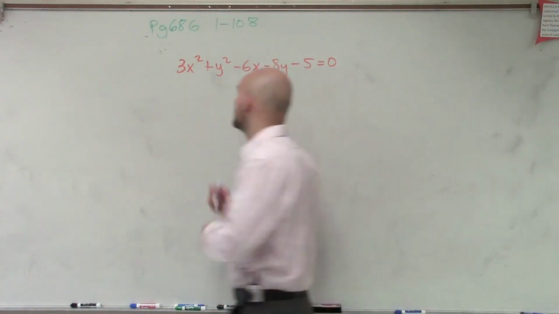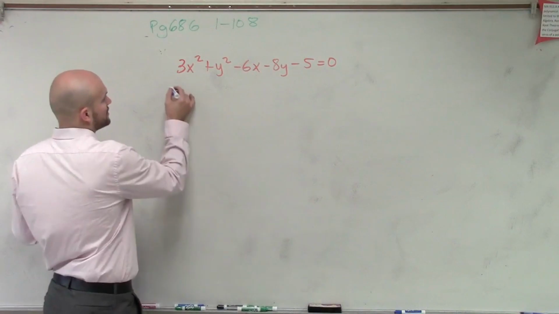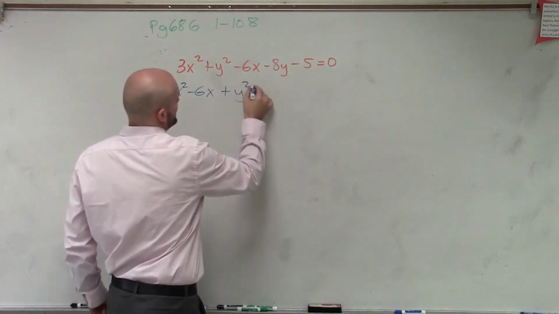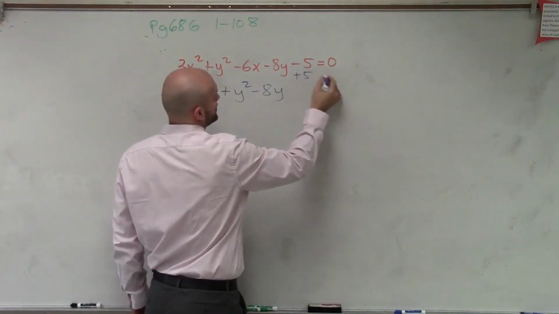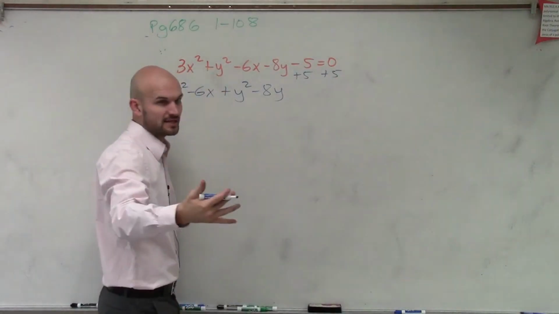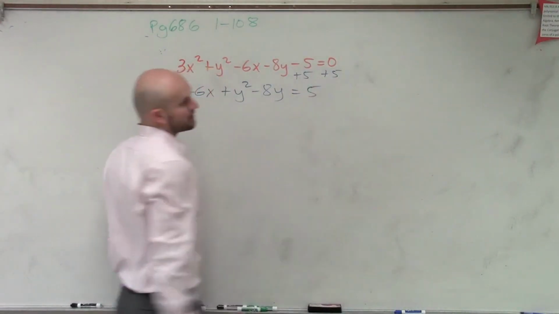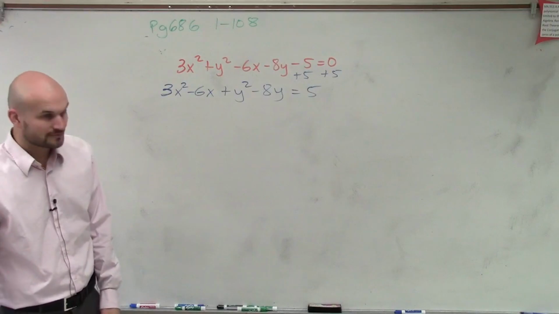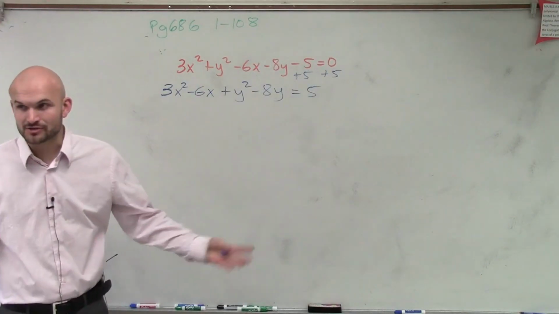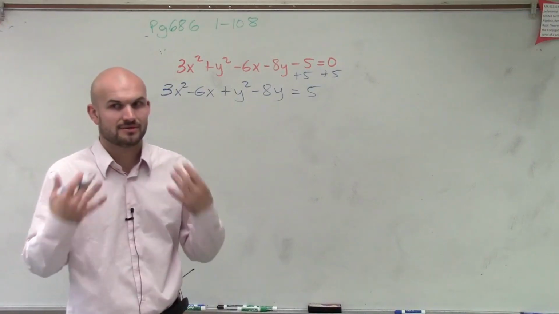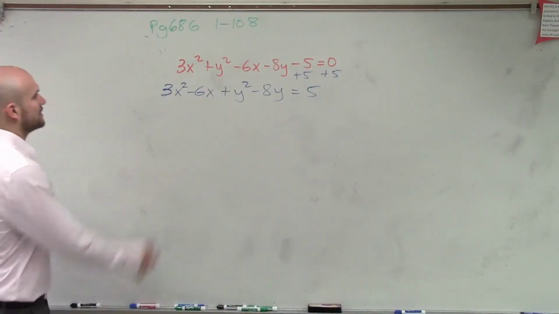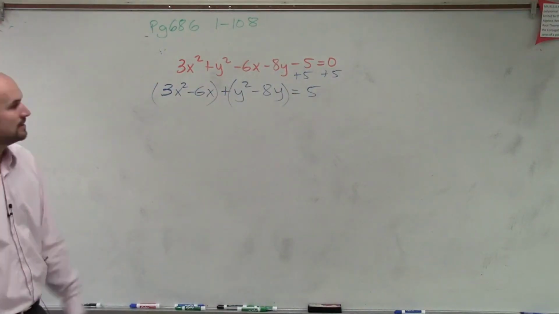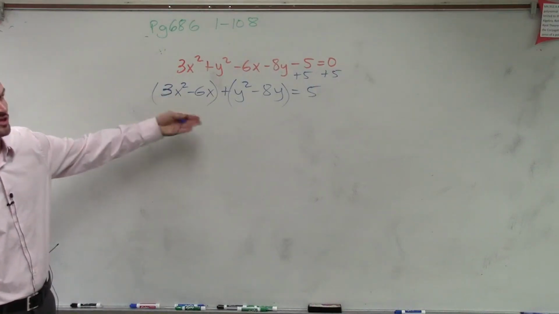The first thing I'm going to do is rewrite this so my x's and my y's are next to each other. So I have 3x squared minus 6x plus y squared minus 8y. And I'm going to add the 5 to the other side. Because it always equals 1, it doesn't equal 0. We know there at least has to be a number over there to get this to 1. Now, the next step is I need to get a binomial squared. The process for getting a binomial squared is completing the square. We're going to do it twice, once for these two and once for these two. We look at this one and say, I can't complete the square until I factor out the 3.